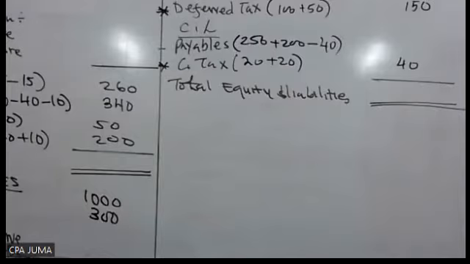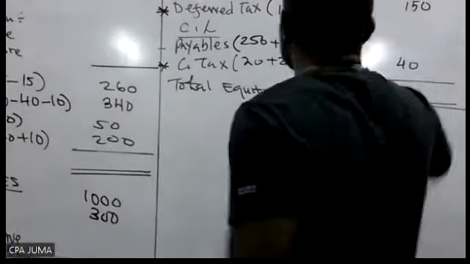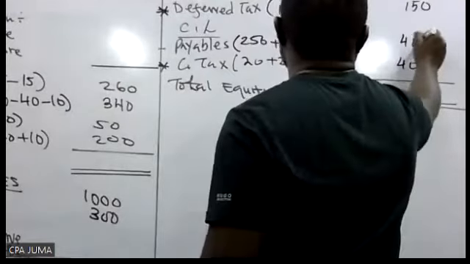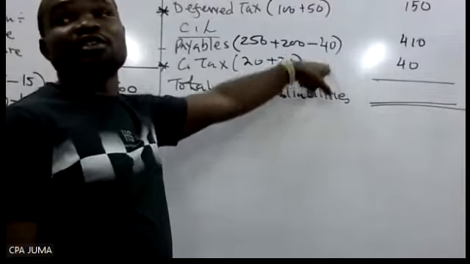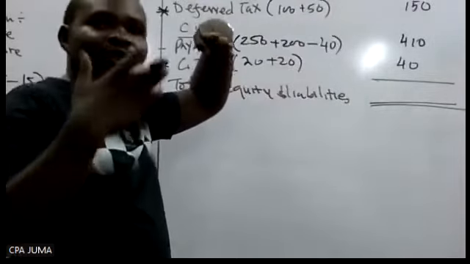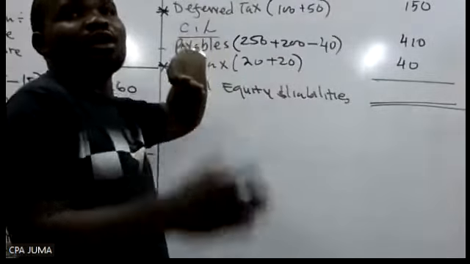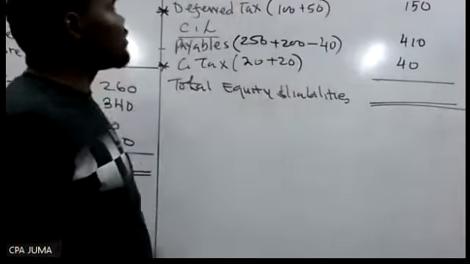So that one comes to how much? 410. So that is 410. Don't ask me where the other 10 is. The 10 is not adjusted. The cash in transit is not adjusted here. So already the 10 was net of that.